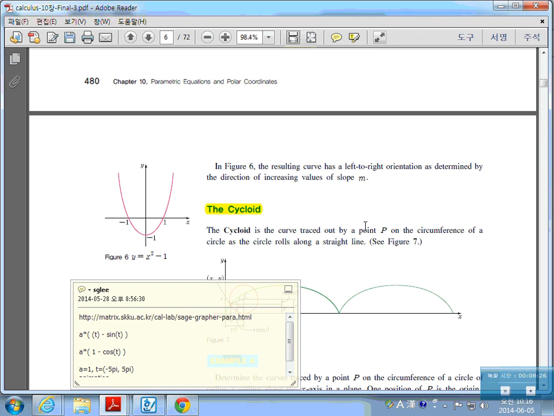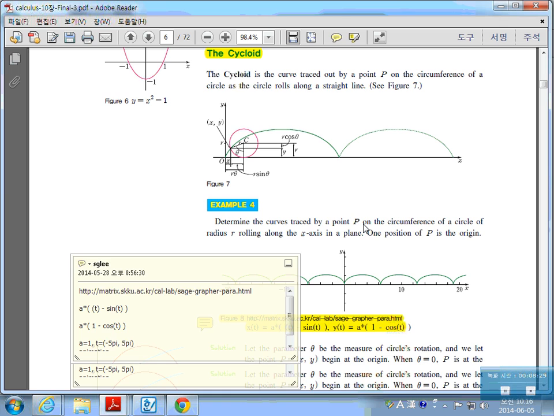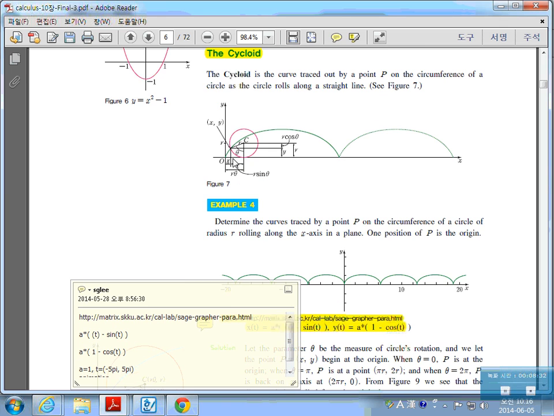The next important example is a cycloid. You know this one.